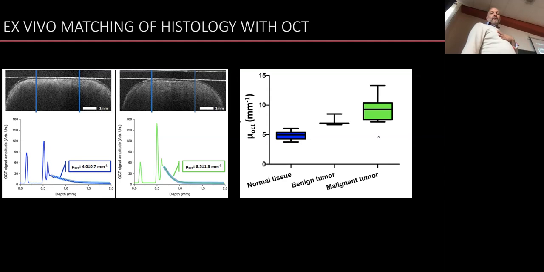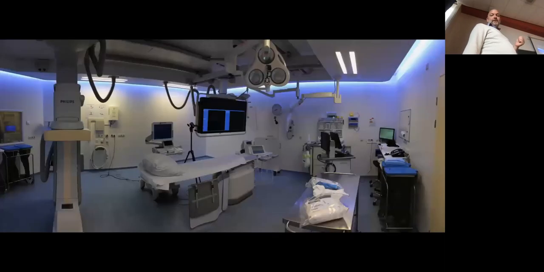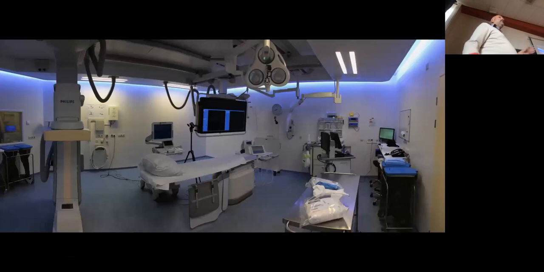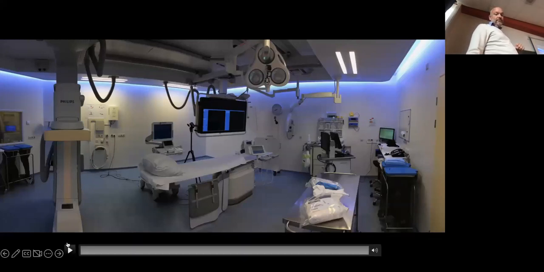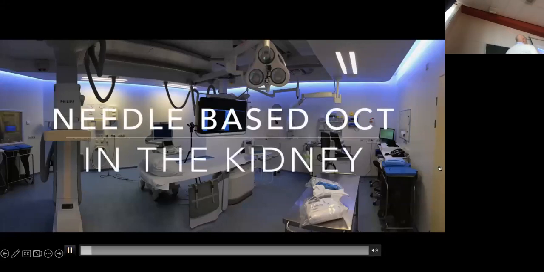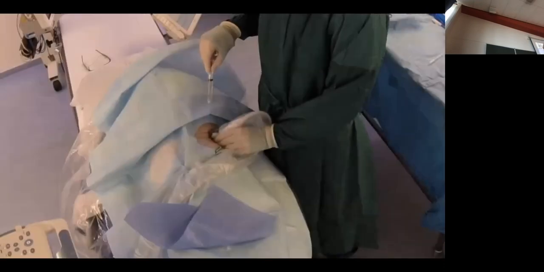Again, we were able to do that, but you want to do it during a diagnostic procedure in the needle. And I'm going to show you a movie now of how we do that with patients. You only see a little bit of the patient, but it gives you an idea how this works. I hope this movie works. It works. So, needle-based OCT in the kidney.